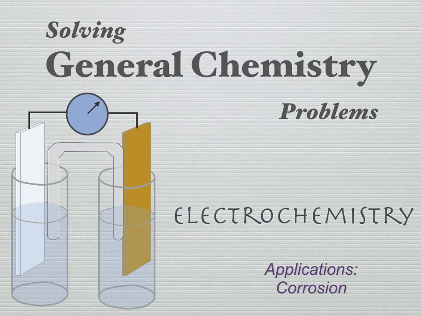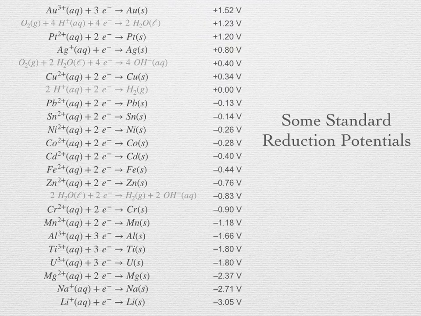Corrosion of the structural metals that much of our civilization is built on costs us all billions of dollars annually. In 2014 alone in the US, the cost was almost $750 billion. What can we do about it?